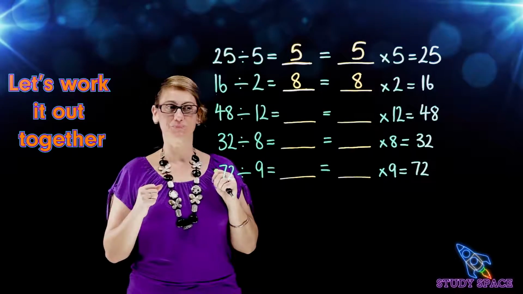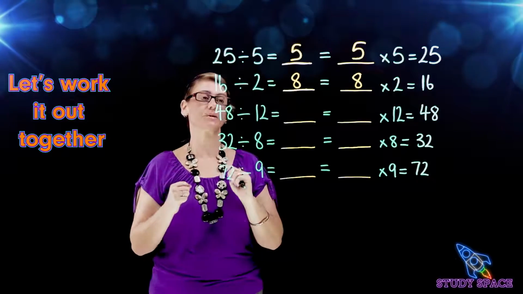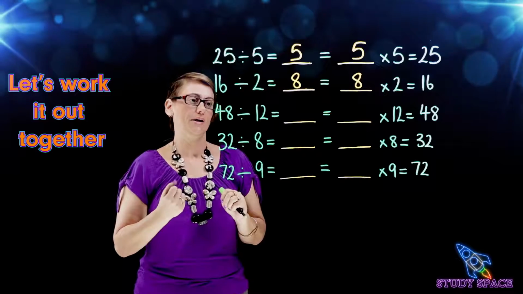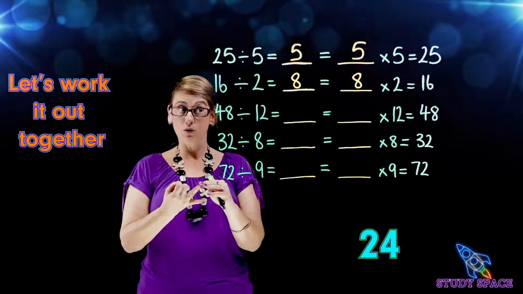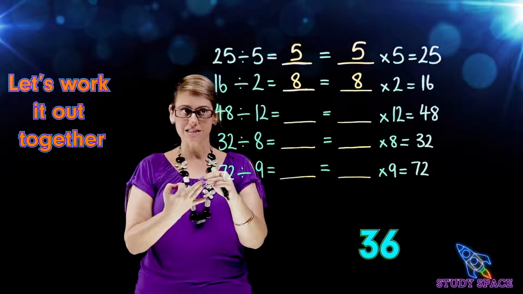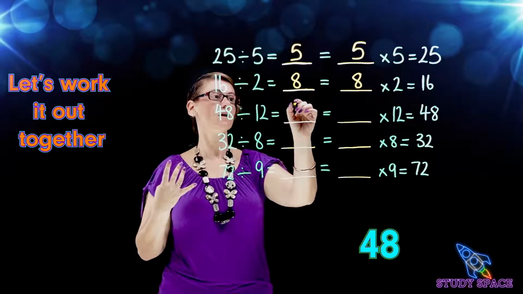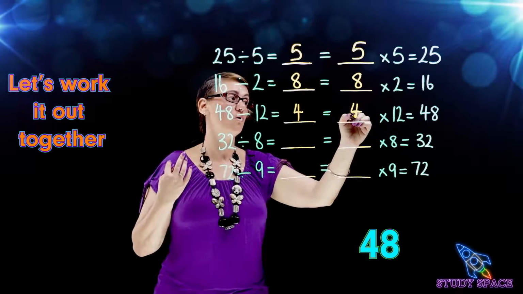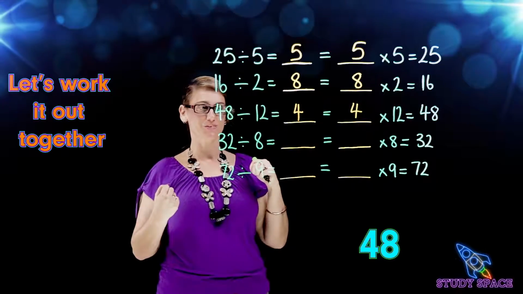Okay, our next one, 48 divided by 12. Okay, so we need to count by 12s to get to 48. Okay, so we've got 12, 24, 36, 48. So it's 4. Which means if I have 4 times 12, it equals 48.